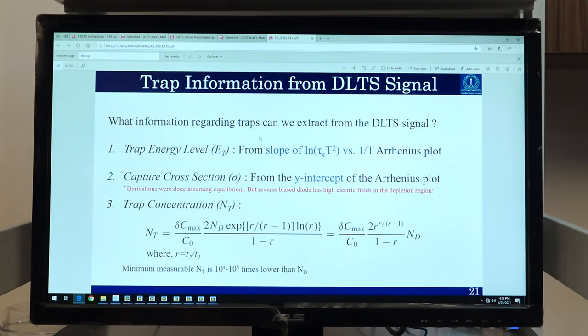Also, another important thing to be noted is that why do we use this tool? We use this tool because this tool can detect trap concentrations at least 10 to the power 4 to 10 to the 5 times lower than the background carrier concentration, which is very hard to detect under normal electrical measurements.